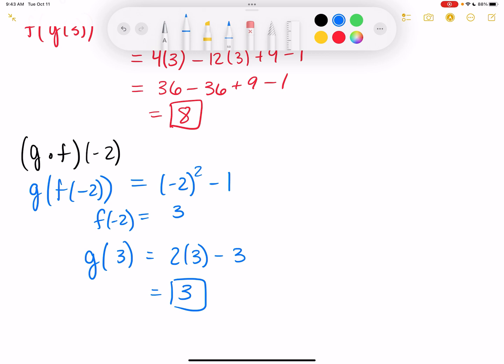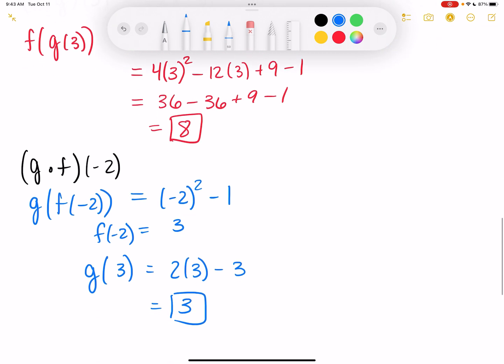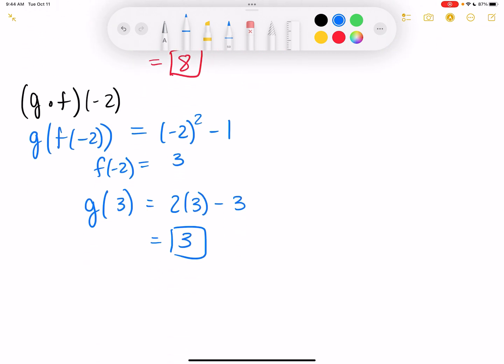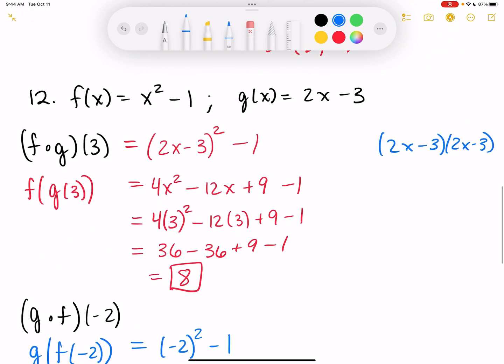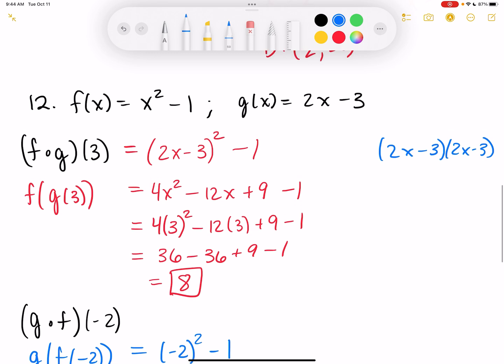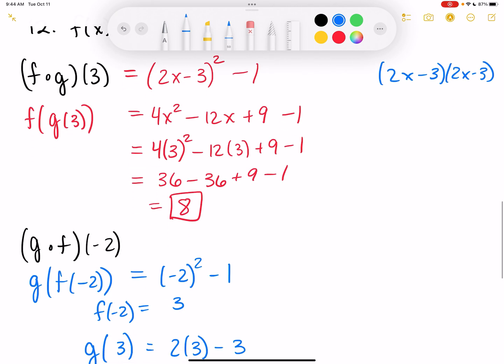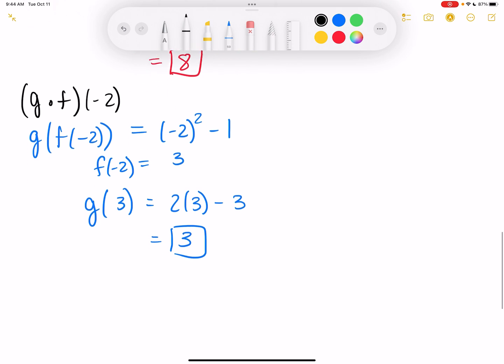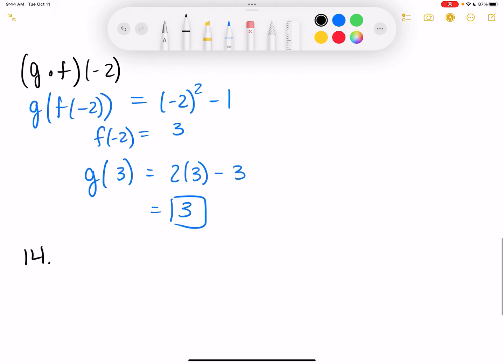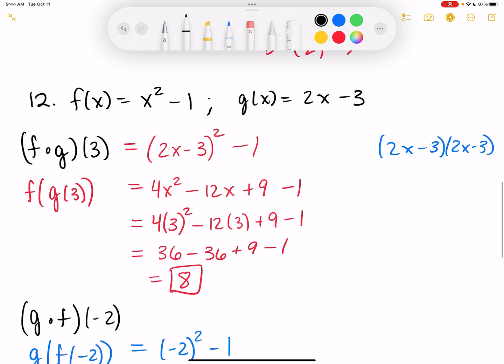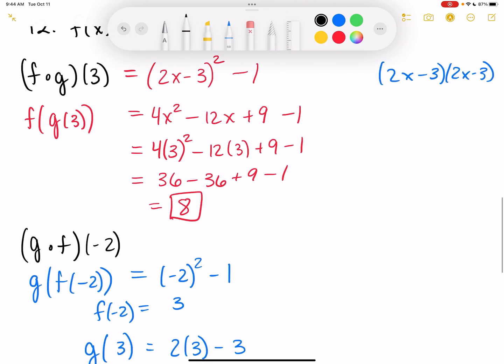I like plugging in the number first because then you're not working with all this crazy stuff up here and factoring and whatever. Oh, I forgot. We're still using the same g of x that we used for 12, because we're still on 12. It's just 2 separate problems underneath. Okay, we're gonna do another one of those, a little bit different. So 14, we're still finding the f of g of 3 and g of f of negative 2.